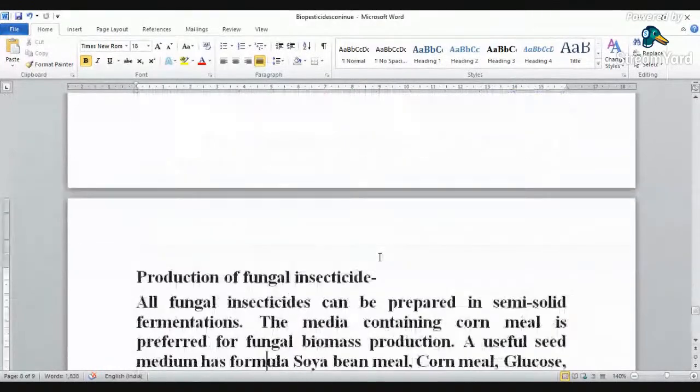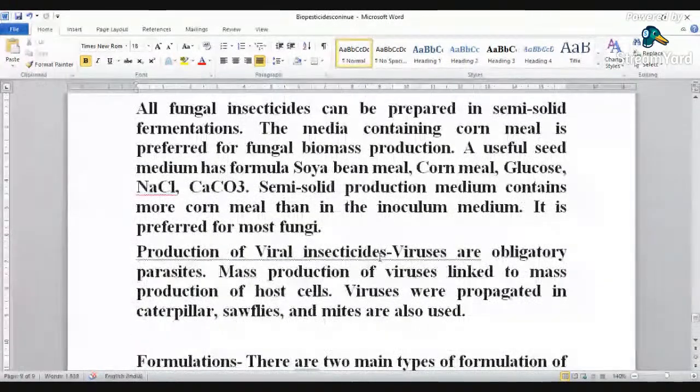And viral insecticide, actually it is less, 1 or 2 trials are there only.